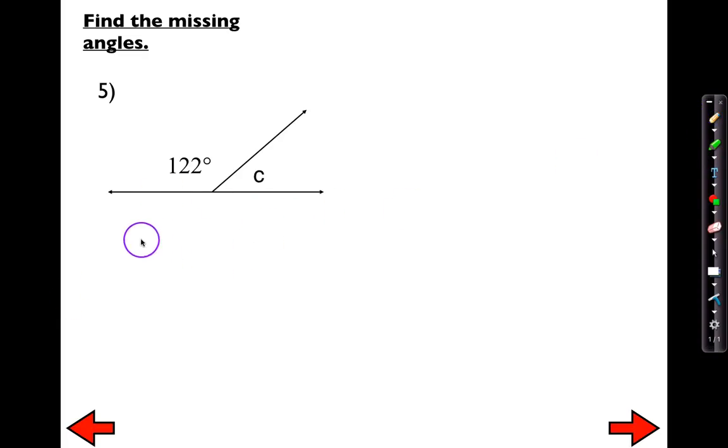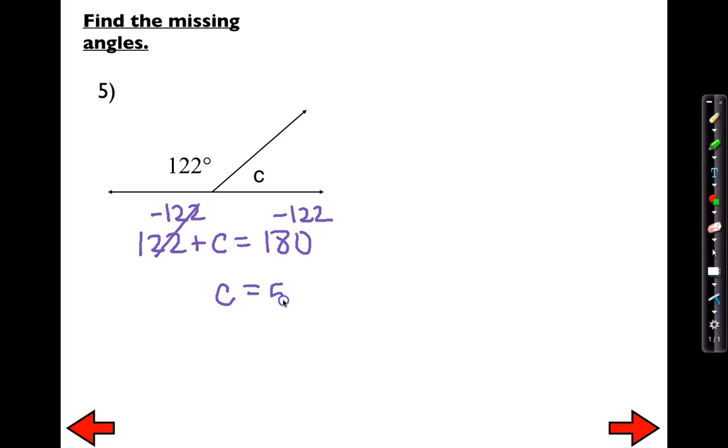These angles are supplementary, so 122 plus C should equal 180 degrees. We're going to solve by subtracting 122 from both sides and we're going to be left with C equals 58 degrees. That is going to be the final answer.